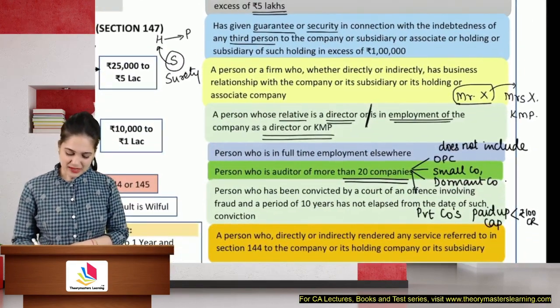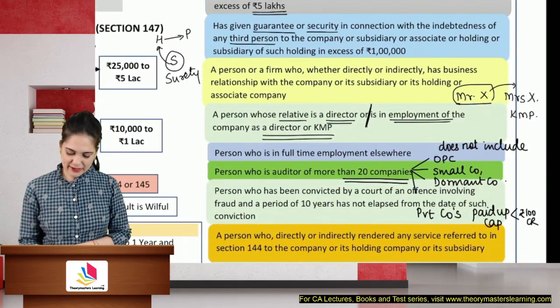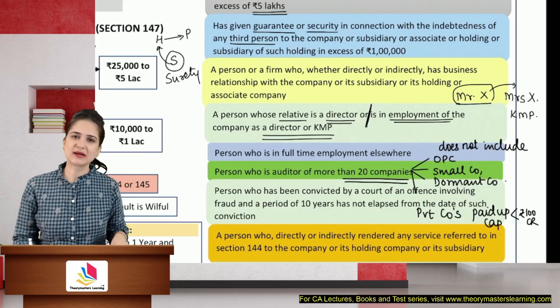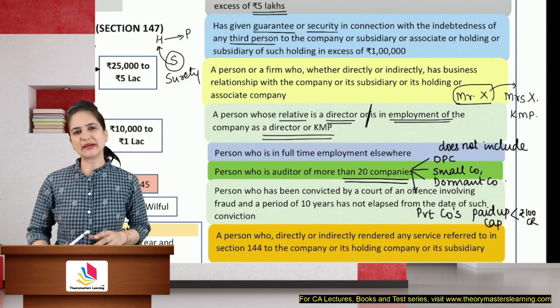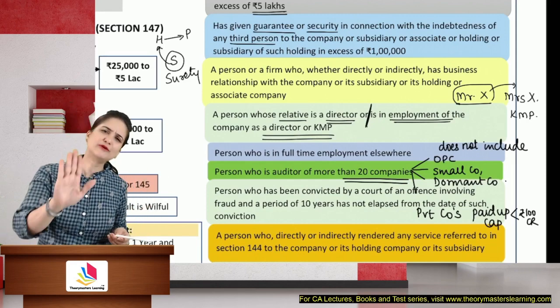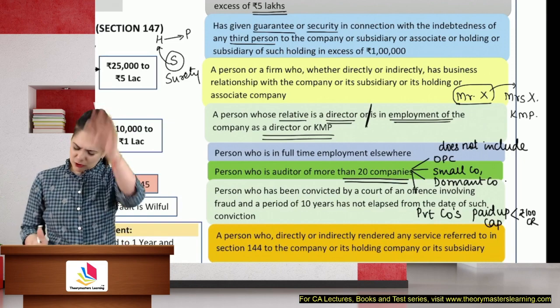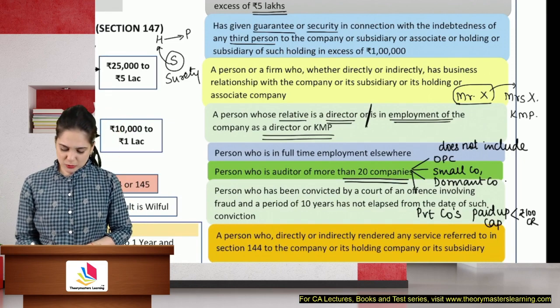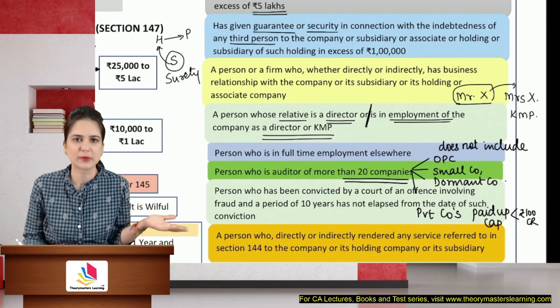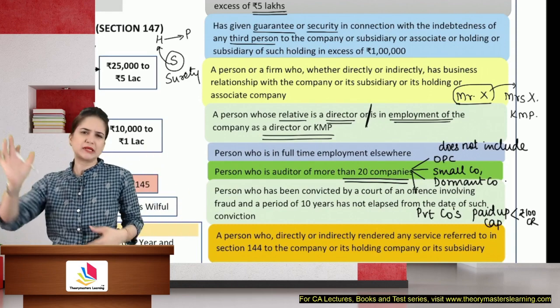Person who is in full-time employment elsewhere. You are working 9 to 6 in a bank, how will you audit my company? Okay, you are working in a corporate 9 to 9, how will you find the time to audit my company? You're not qualified. Person who is an auditor in more than 20 companies. See, I am not superman or superwoman. I cannot audit 50 companies, 100 companies.